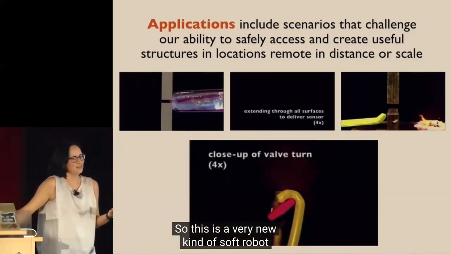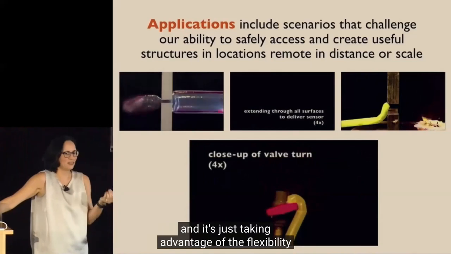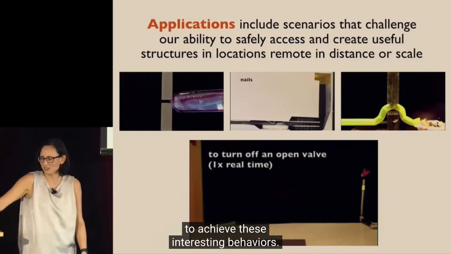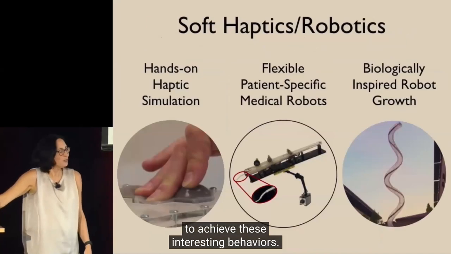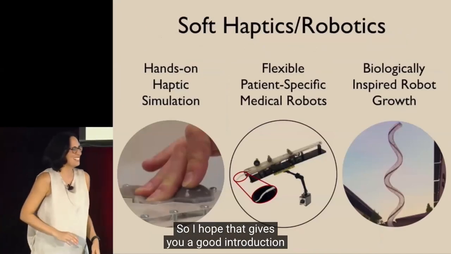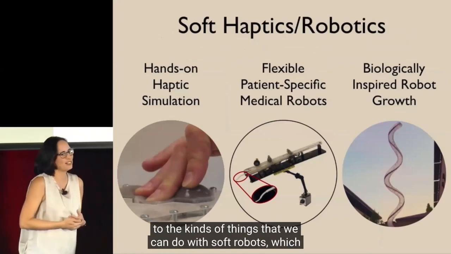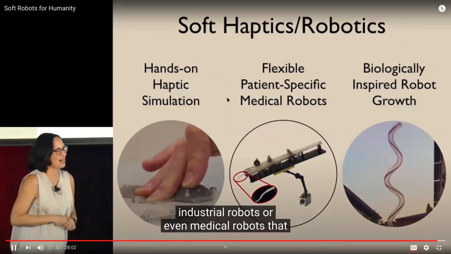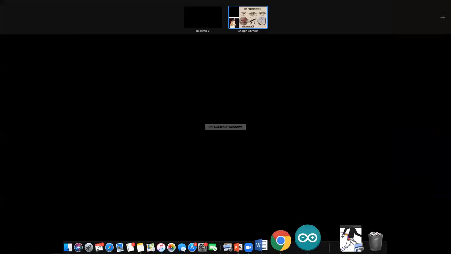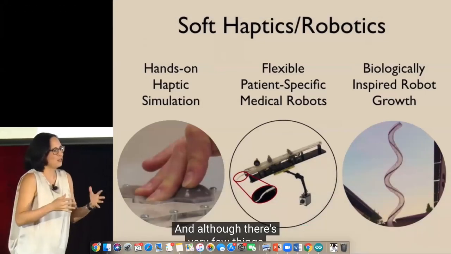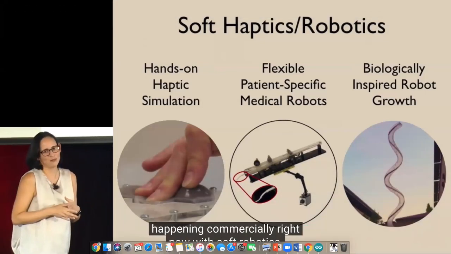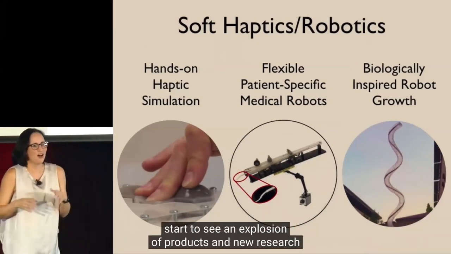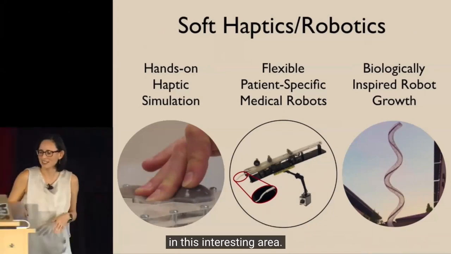So this is a very new kind of soft robot, and it's just taking advantage of the flexibility of that plastic material and the pneumatic pressure to achieve these interesting behaviors. So I hope that gives you a good introduction to the kinds of things that we can do with soft robots, which are very different from the traditional industrial robots or even medical robots that exist on the market today. And although there is very few things happening commercially right now with soft robotics, I think over the next decade, you'll start to see an explosion of products and new research in this interesting area.